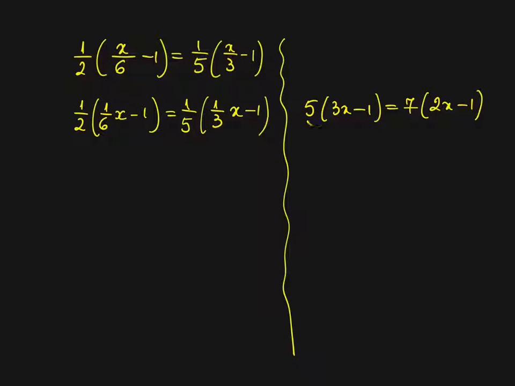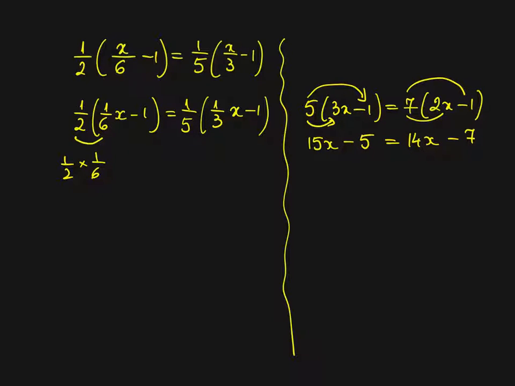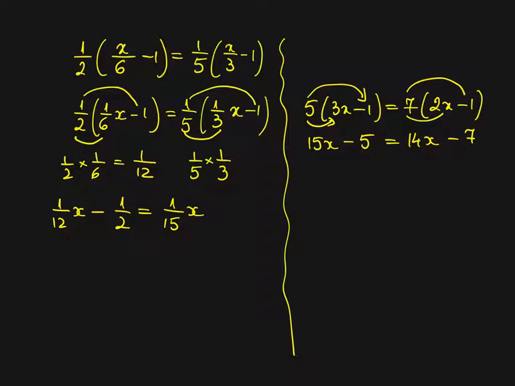I would open the brackets. 5 times 3, 15x. 5 times minus 1, minus 5, equals 7 times 2x, 14x, multiplying over the bracket. 7 times minus 1, minus 7. Here I do the same thing. 1 over 2 times 1 over 6 will give me 1 over 12. You can do it with a calculator. So we have 1 over 12x minus 1 over 3 times 1 gives you 1 over 2 equals 1 over 5 times 1 over 3 gives you 1 over 15x minus 1 over 5 times 1 is 1 over 5.